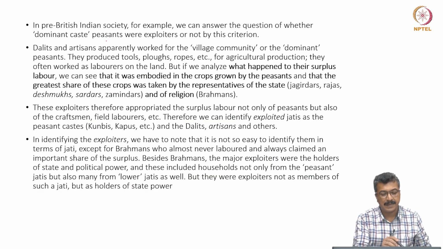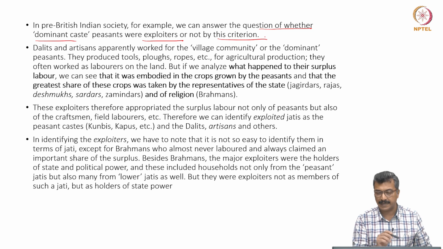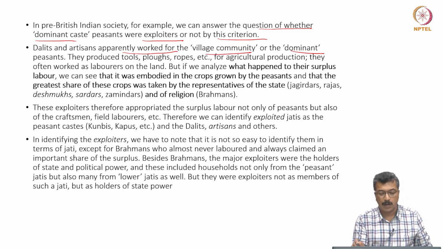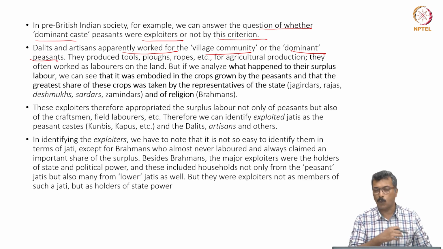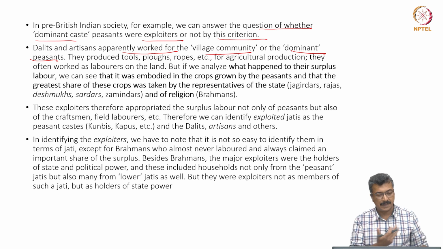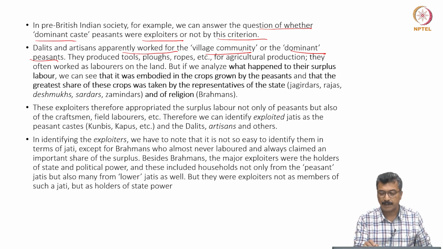In pre-British Indian society, for example, we can answer the question of whether dominant caste peasants were exploiters or not by this criterion. Dalits and artisans apparently worked for the village community or the dominant peasant, as we saw mostly in the case of the Jajmani system. The service castes or artisans were permanently attached to these Jajmani systems. They worked for the village community or the dominant peasants. They produced tools, plows, ropes, etc. for agricultural production. They often worked as laborers on the land.